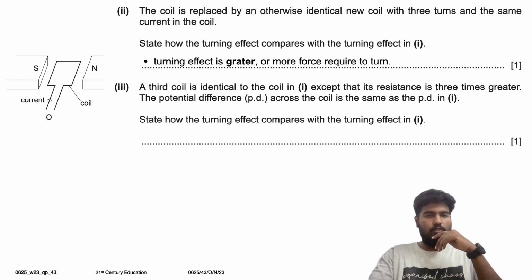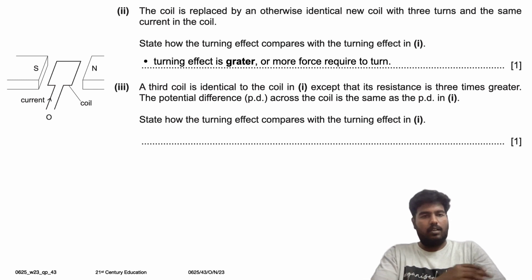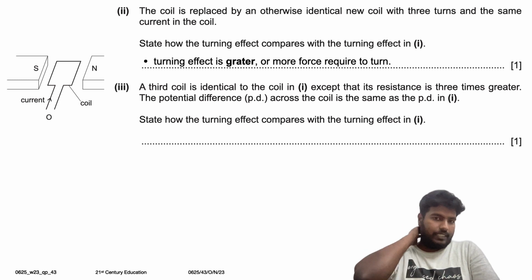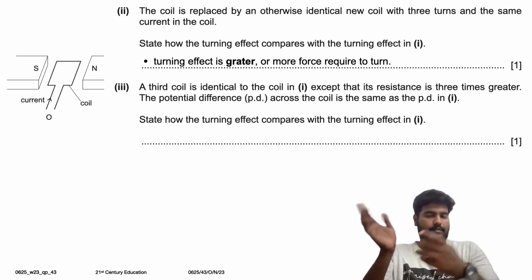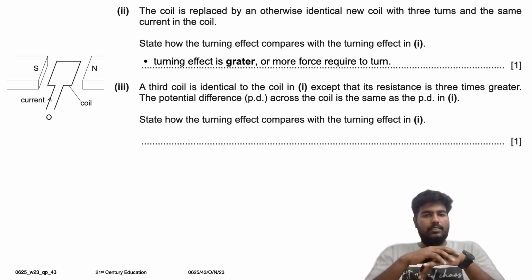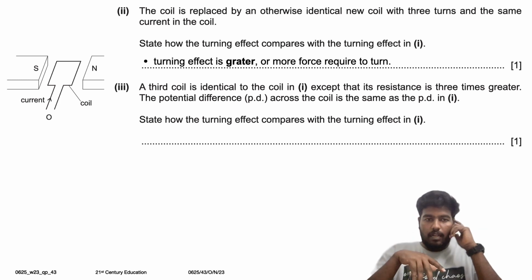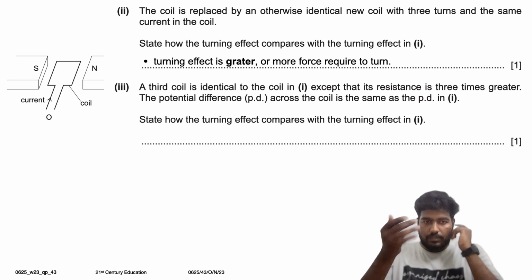Sorry, it should not be "more force required." It gives more force. Second, a third coil is identical to the coil in one, except its resistance is 3 times greater. The potential difference across the coil is the same as the potential difference across the coil in one. State how the turning effect compares with the turning effect in one.